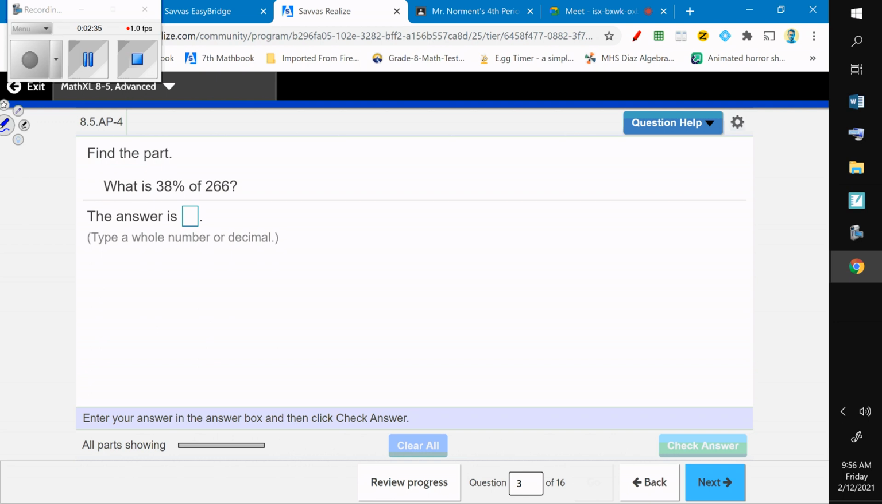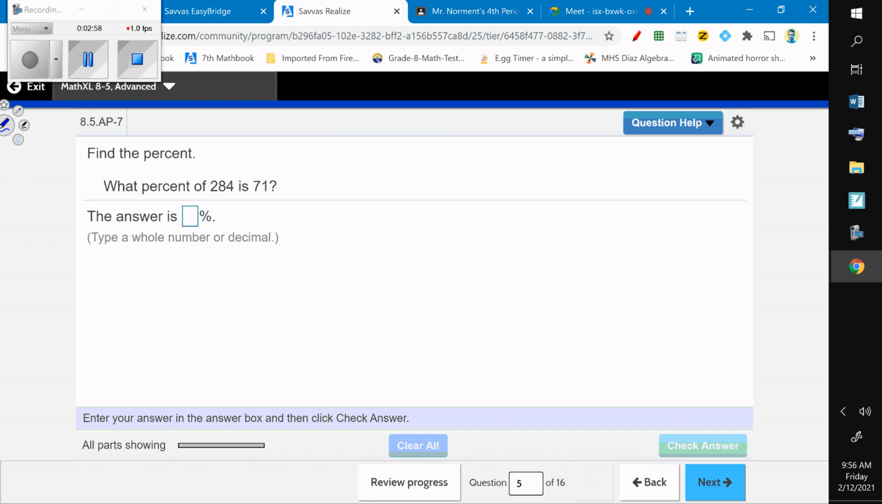Number 3, same thing. Convert 38% to a decimal, multiply times 266. I'll go ahead for this one. No, I'm going to let you do this one on your own because you guys need to practice. Okay? Number 4, 78% of 30. Again, this one should be a little bit easier because the numbers are smaller. I don't think you guys will struggle with that.